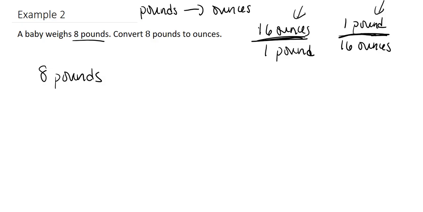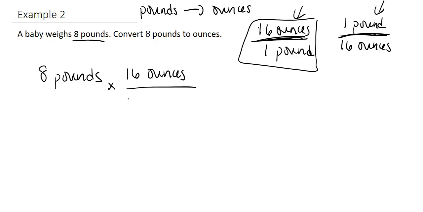We're going to use one of these conversion factors. The one we're going to use is the one where we can cross out pounds. So we need pounds on the bottom and ounces on the top. So let's put 16 ounces, and then on the bottom, 1 pound. Now our pounds cross out and we're left with ounces. See how we let our units help dictate how this problem is set up.